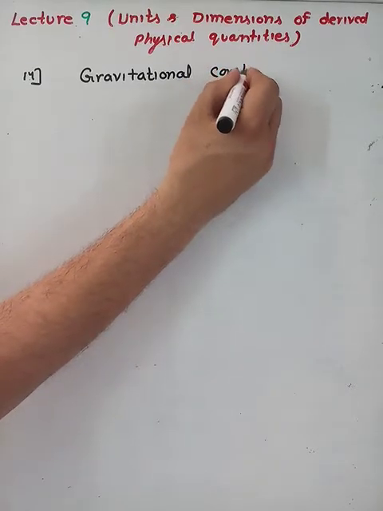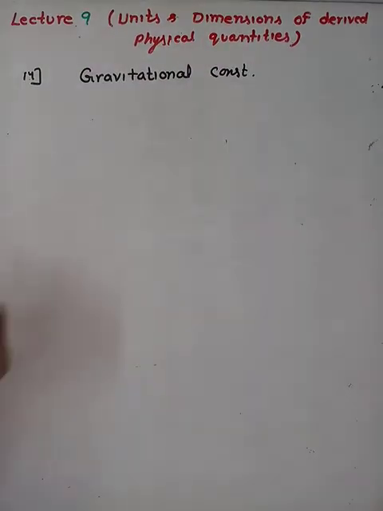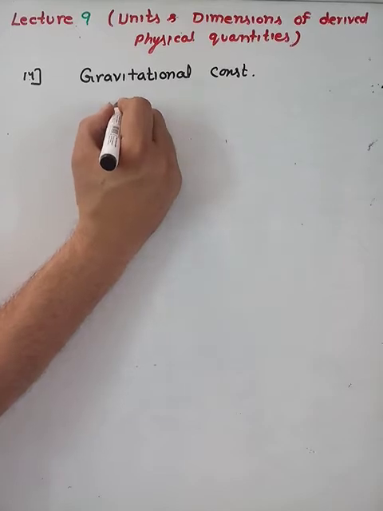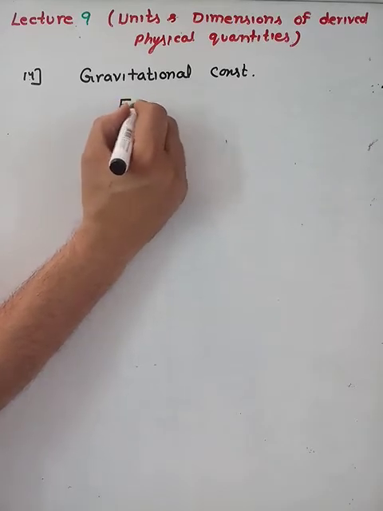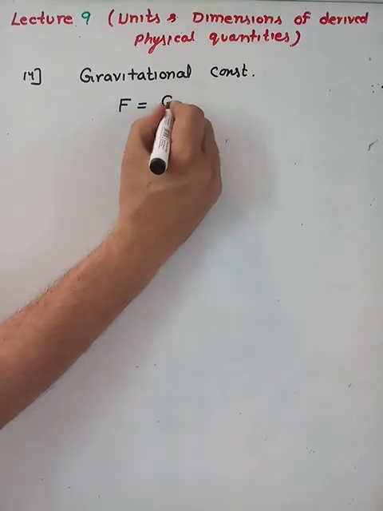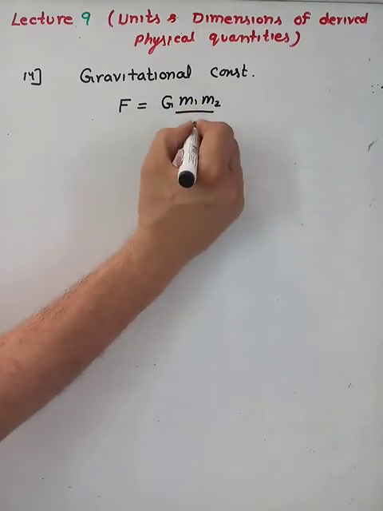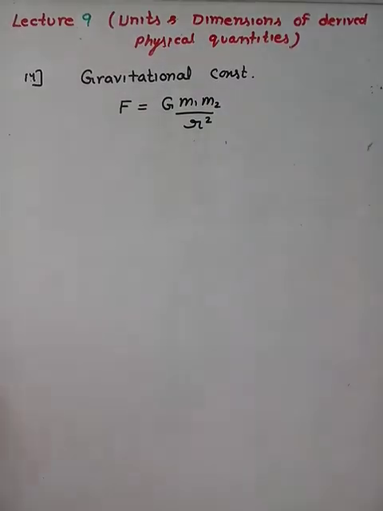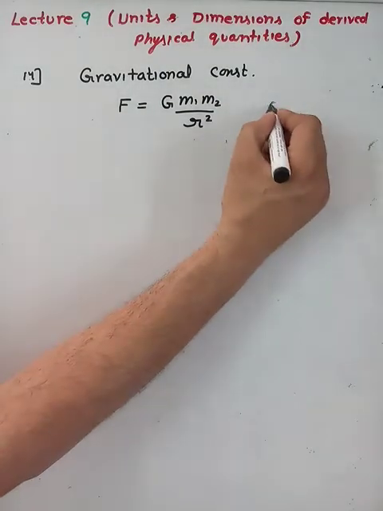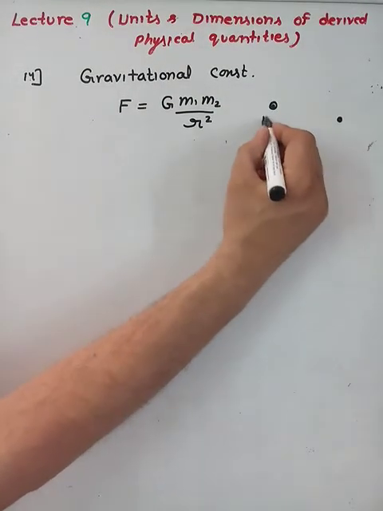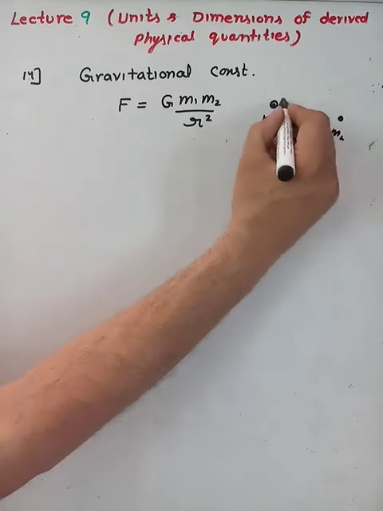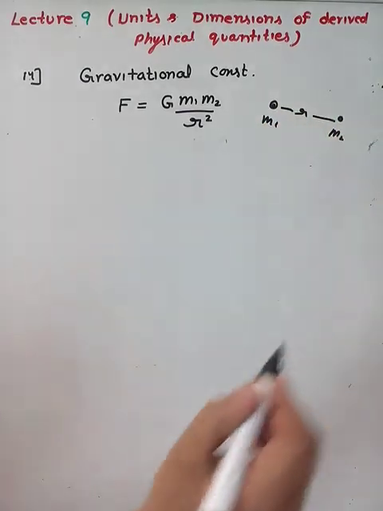Now we have to use the formula in which gravitational constant is there. We have a formula given by Newton that F is equal to G m1 m2 upon r square. r is the distance, m1 and m2 are the masses of the two bodies. Suppose this is m1, this is m2, and r is the distance between the two masses.